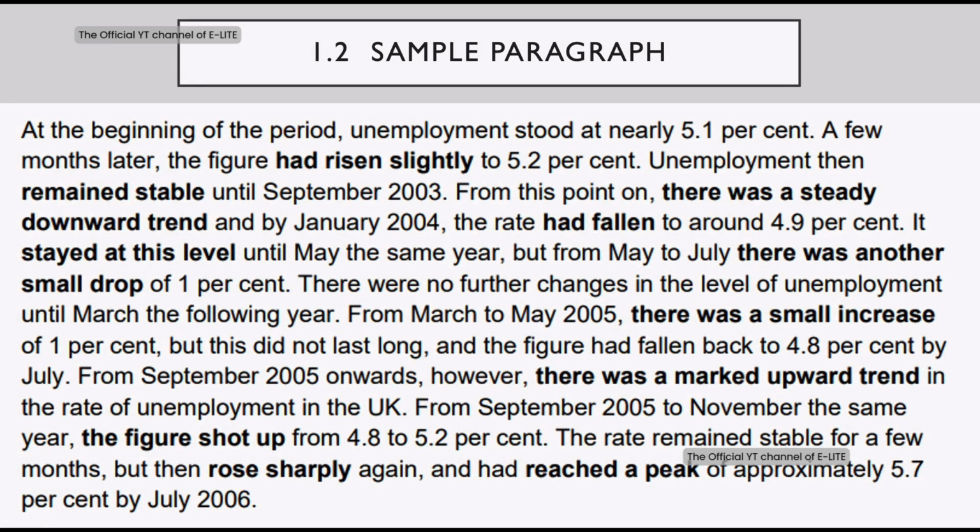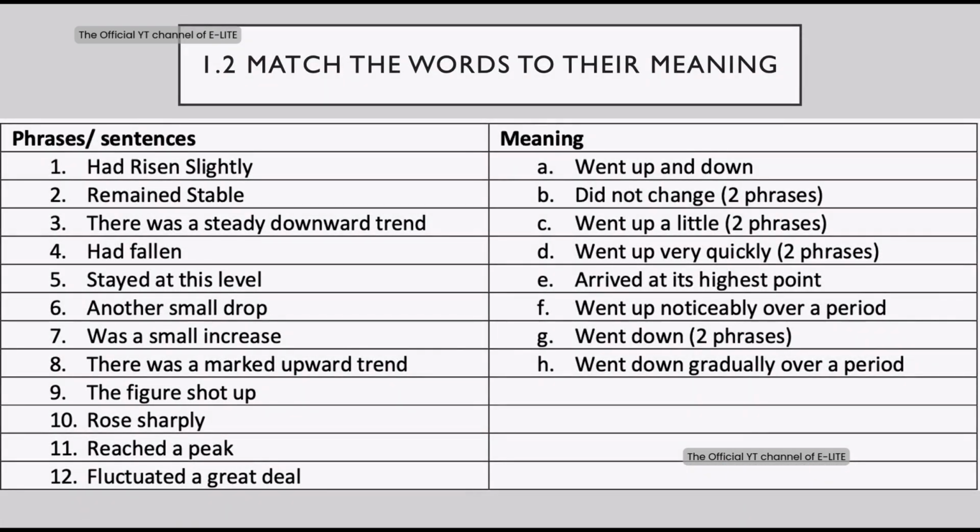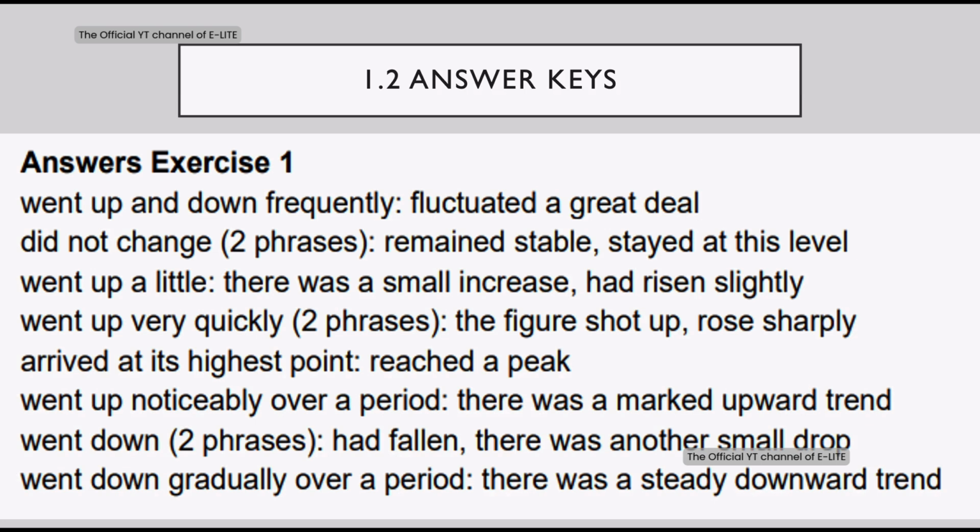Coming back to the line graph in worksheet 1, here is a sample paragraph of the graph we have seen. Read through it and then try to complete activity 1.2, matching the bold words to their meanings. After the completion of this activity, we can have a look at the answer keys. Here we see the answers to exercise 1.2.